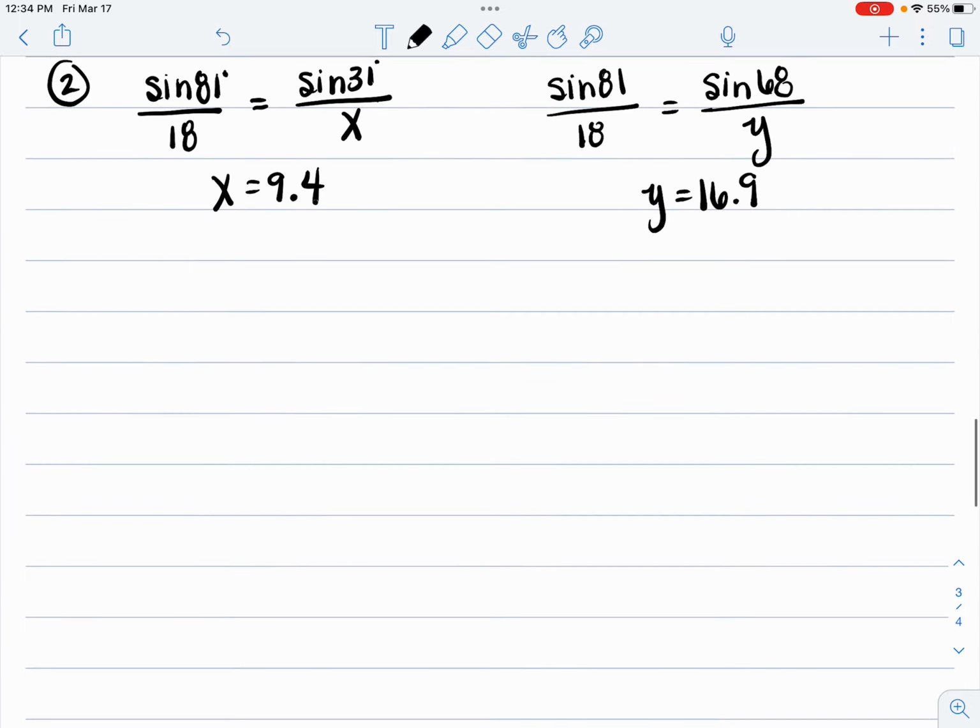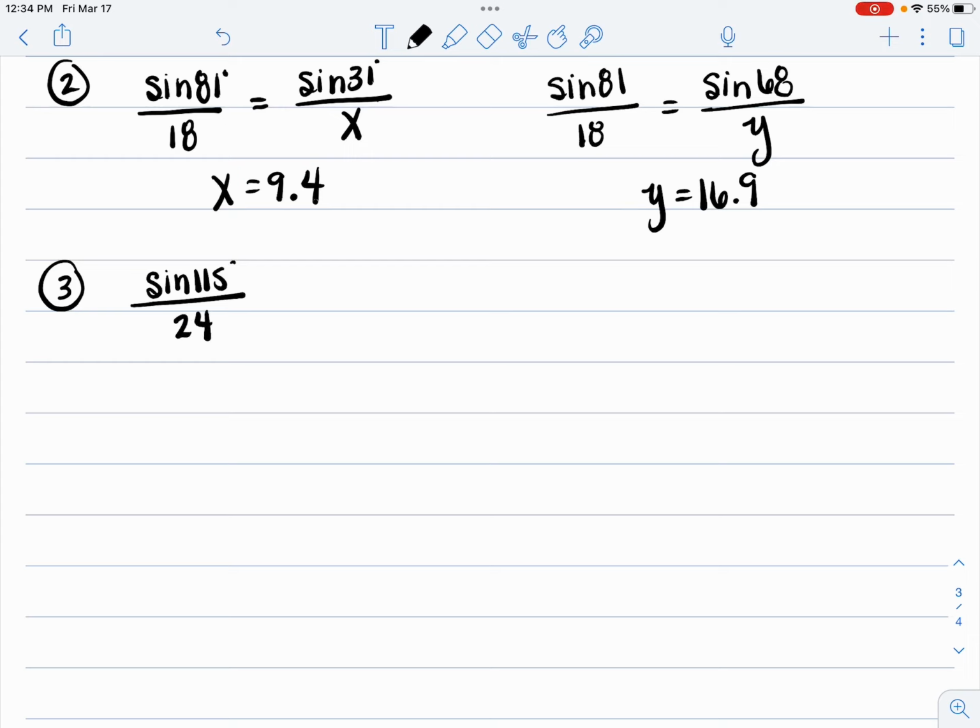But I can see there on number 3 that I do have 115 and 24 are across from each other. So I'm going to start with the sine of 115 over 24, right? Because that's the pair that I do know. And I'm looking for angle x, so the sine of x, and I can see that the side across from x is 10. Okay, so that's going to be my first proportion.